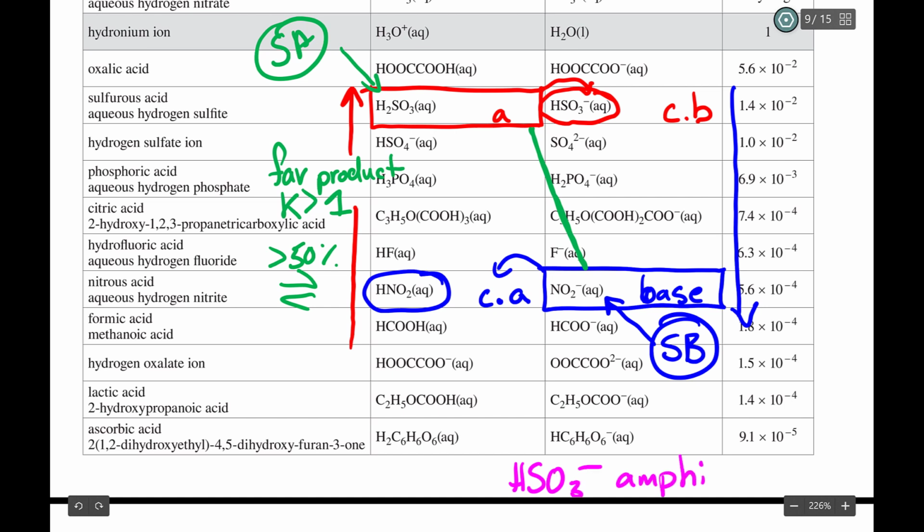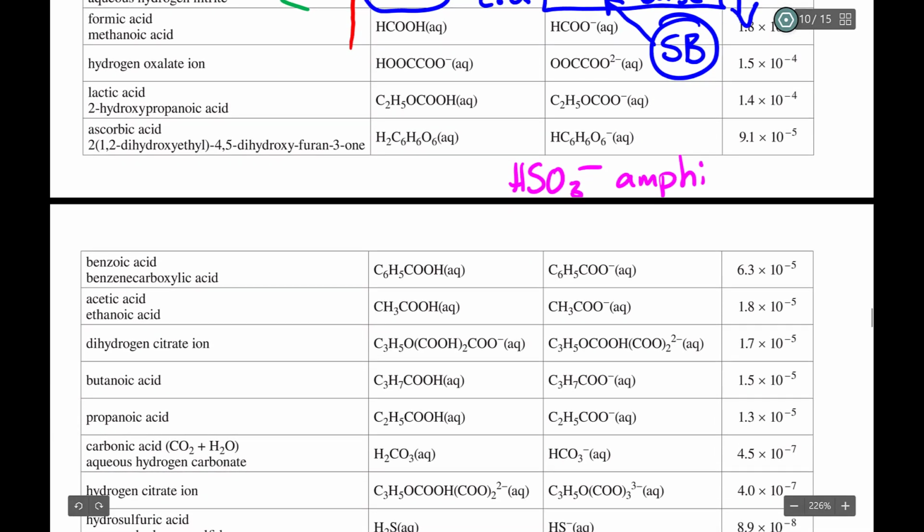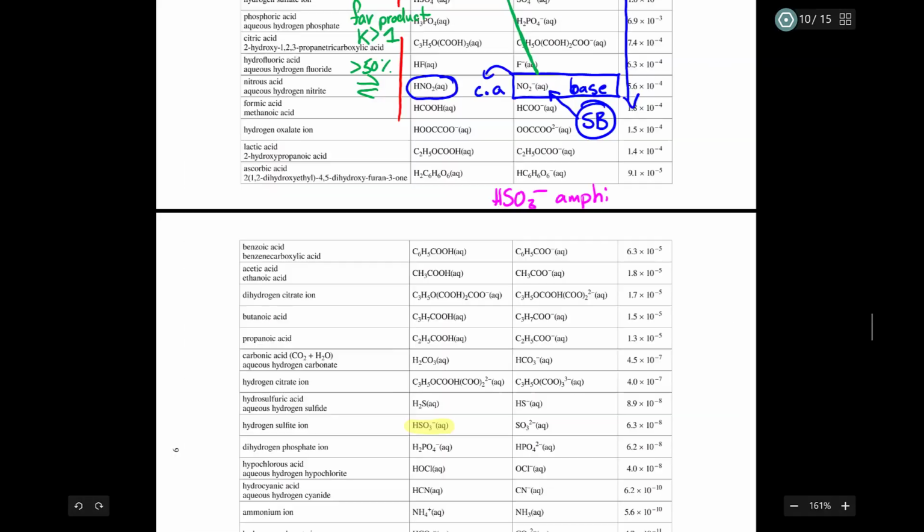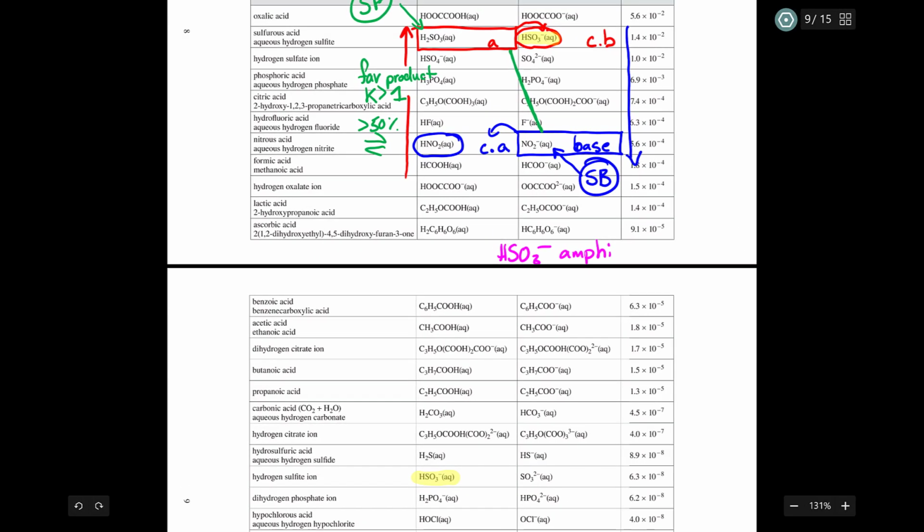Now, if this table is complete, I should be able to find HSO3 minus somewhere on the base side of the table. If I move down, you will find it here. Because it is on both sides of the table, it's acting as both an acid and a base, and therefore it is considered amphiprotic.